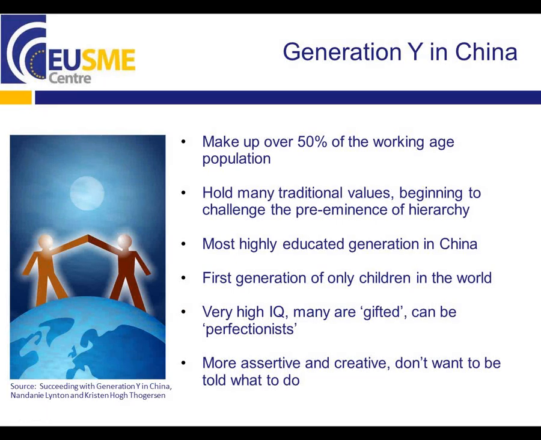So Generation Y in China, more specific now, is over 50% of the working age population, really close to 60%. Although they hold many traditional values, they're beginning to challenge the preeminence of hierarchy. So the biggest mistake we can make as Western managers is to come in assuming that the traditional cultural type of a Chinese professional applies to Generation Y. It doesn't. For example, our traditional Chinese type would be high on hierarchy, expecting and wanting a lot of hierarchy. That is no longer the case.